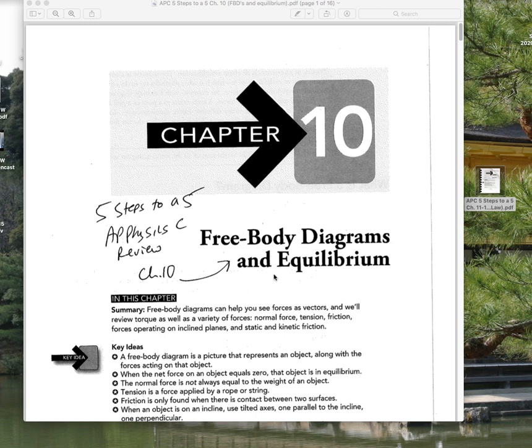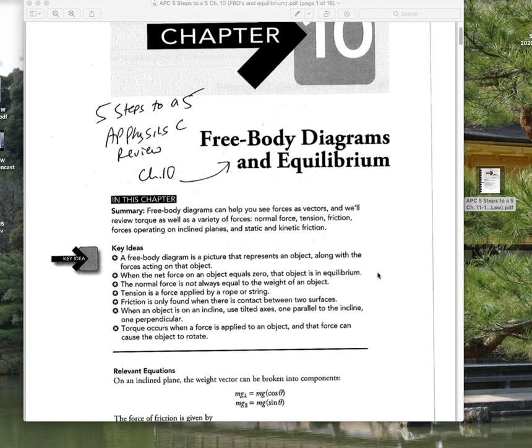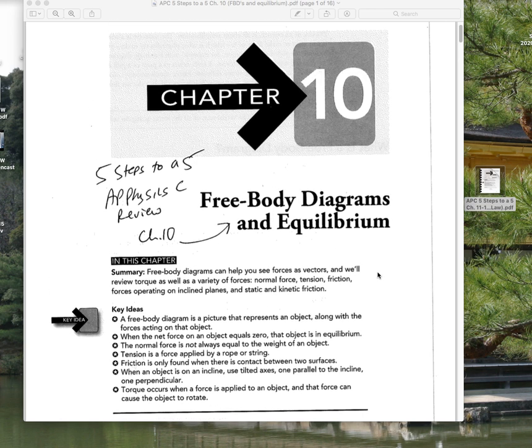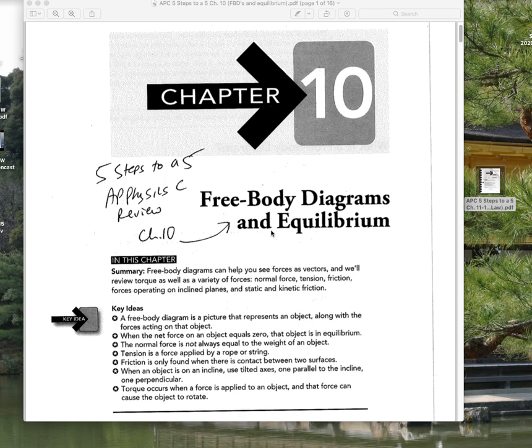You will not have to draw free body diagrams this year, 2020, on the AP exam. However, you may be asked to interpret them. You may be asked to think about things mathematically or proportionally, where it would be helpful for you to do scratch work of a free body diagram to help you come up with, say, a mathematical model.